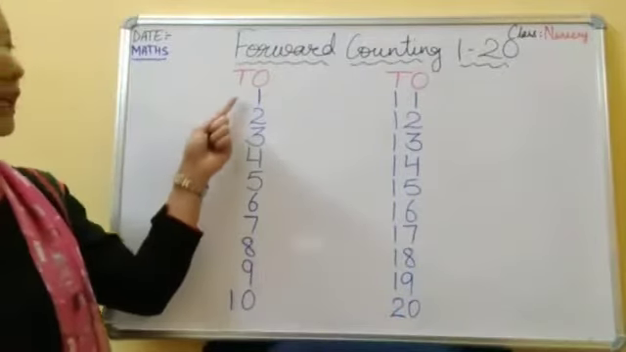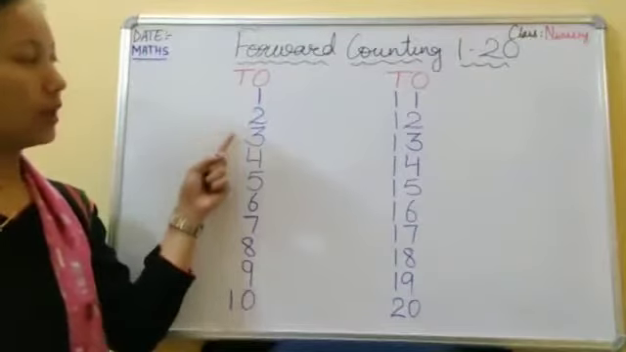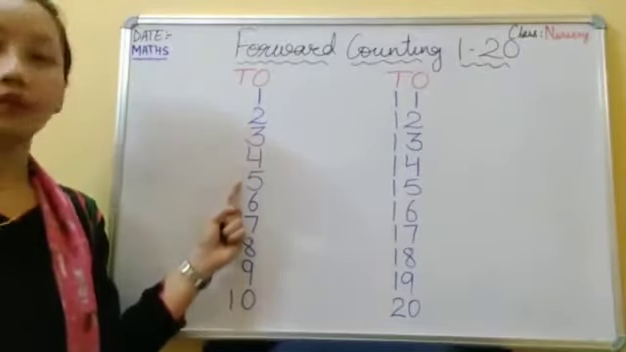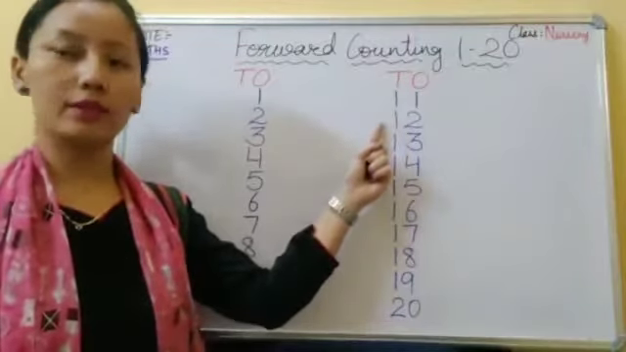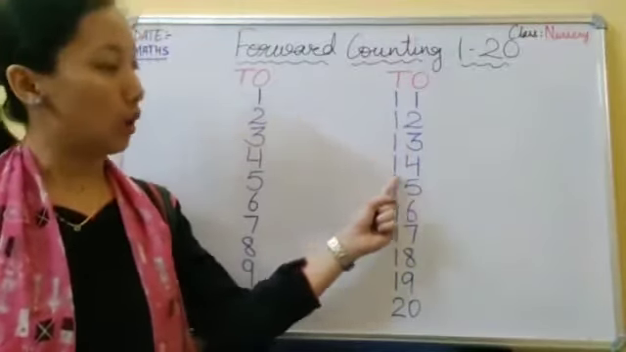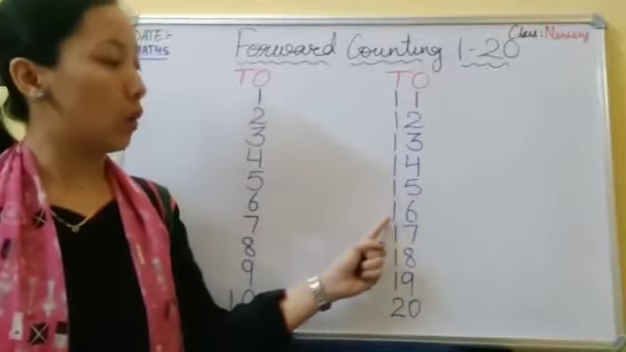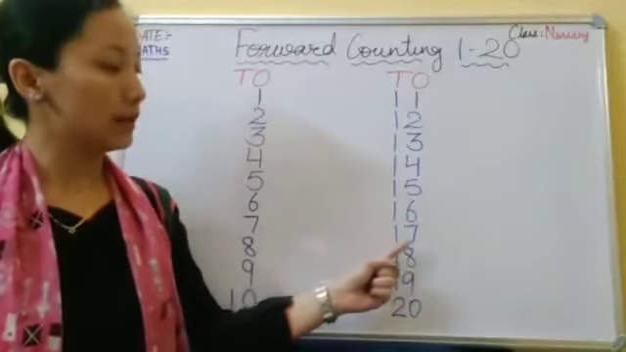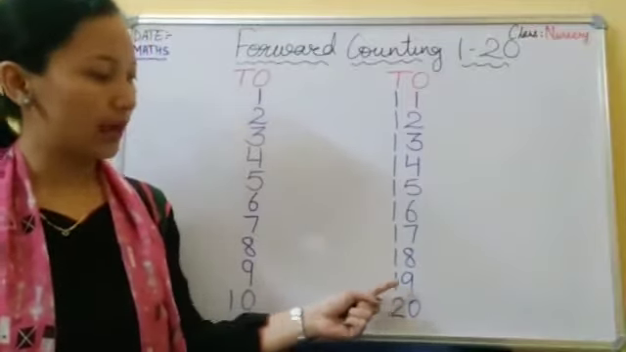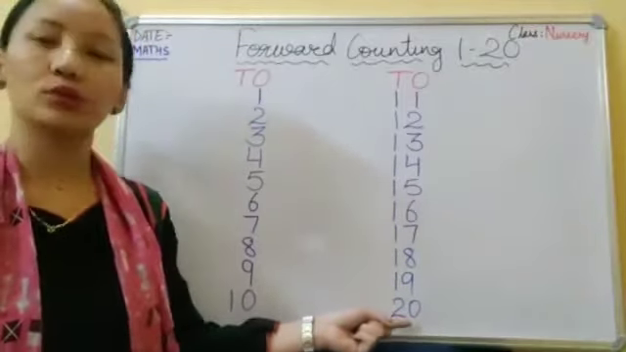Once again, say 1, 2, 3, 4, 5, 6, 7, 8, 9, 10. 11, 12. 13, 14. 15, 16. 17, 18. 19, 20.